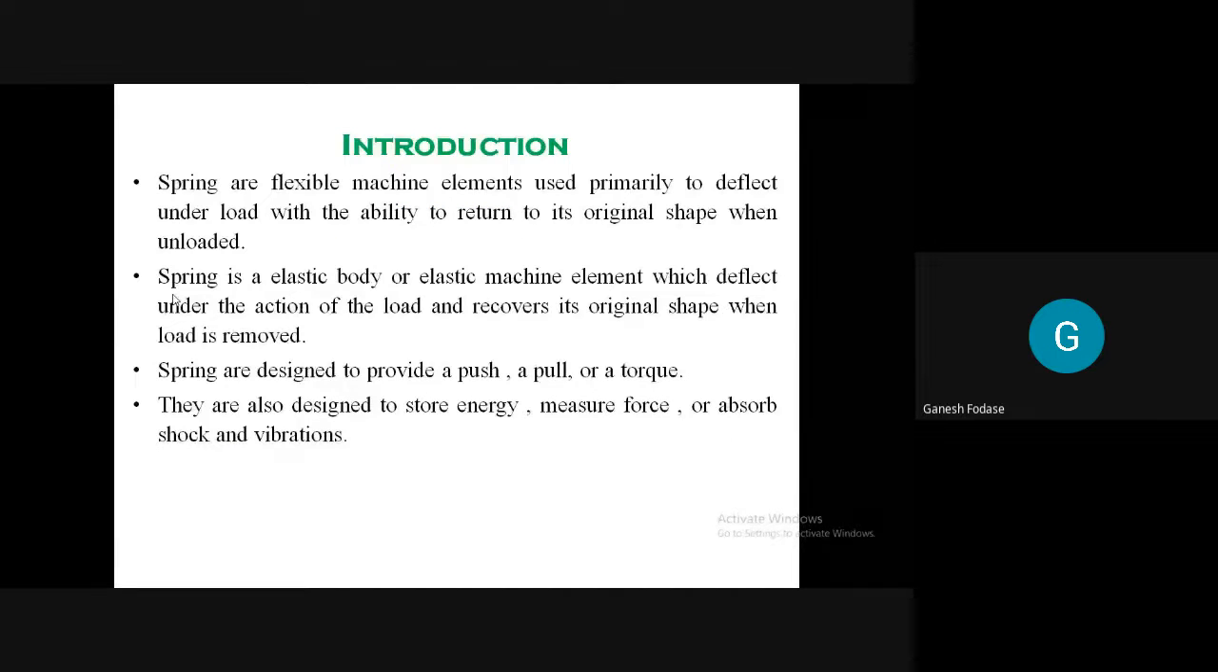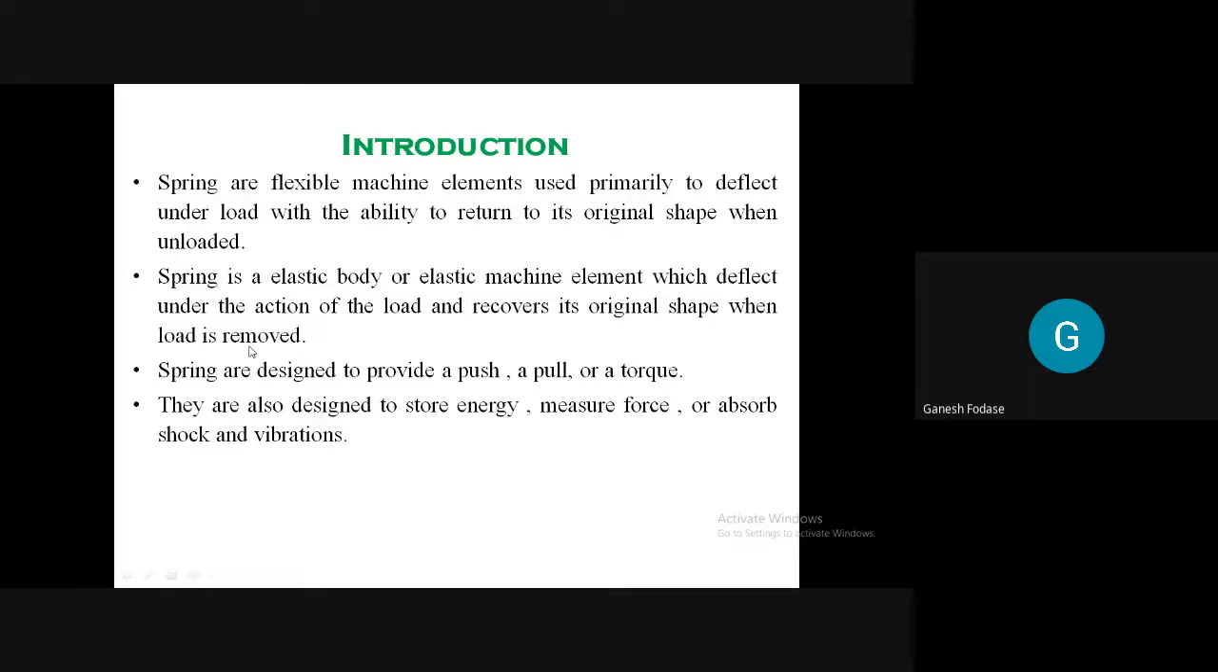Spring is basically a flexible machine element, or you can say an elastic element, used primarily to deflect under load. So when load is applied, it will deflect under the load. It's important: it does not only deflect, but it has the ability to return to its original shape when unloaded. So when force is applied on a spring, it will deflect, while when force is removed, it will regain its original shape. So we can say spring is an elastic body which deflects under the action of load and recovers its original shape when load is removed.